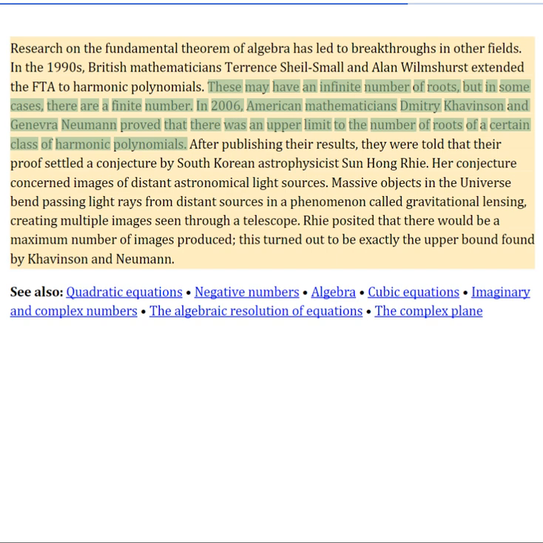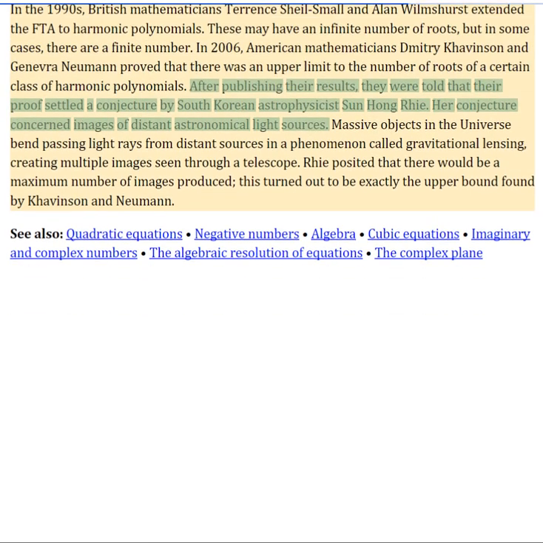In 2006, American mathematicians Dmitry Khavinson and Genevra Neumann proved that there was an upper limit to the number of roots of a certain class of harmonic polynomials. After publishing their results, they were told that their proof settled a conjecture by South Korean astrophysicist Sun Hong Rhie. Her conjecture concerned images of distant astronomical light sources.